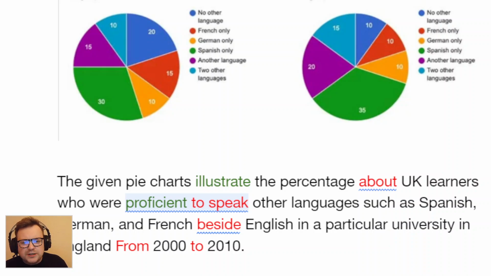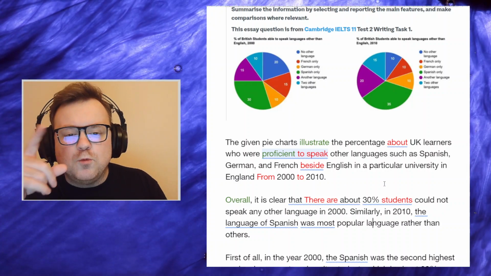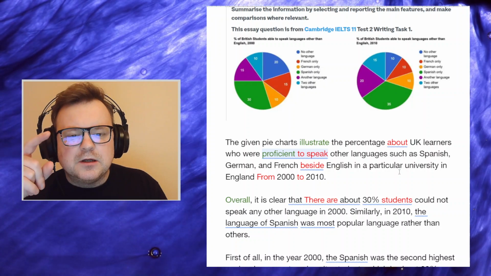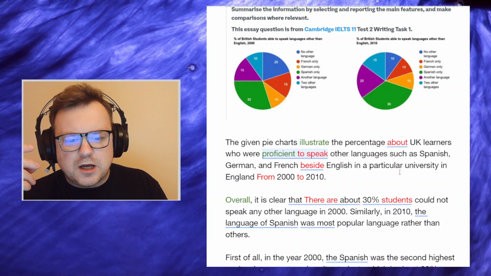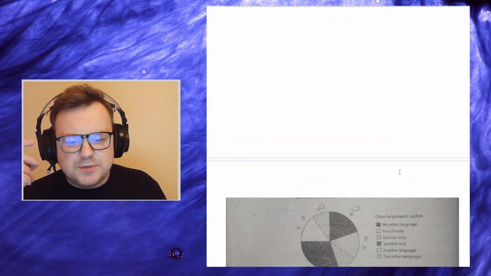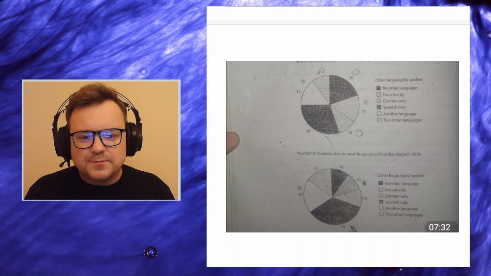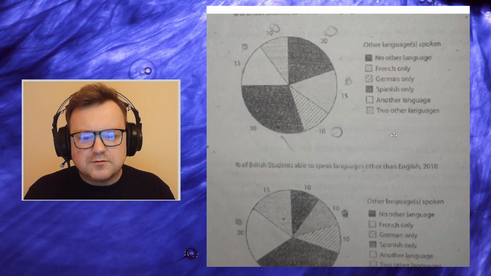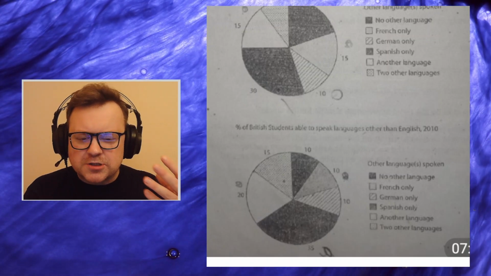No, 30% is green, Spanish only. 20% could not speak any other language. So this becomes a problem because now the information isn't correct. And I know why the candidate has made this problem, because when the candidate sent me the picture, I asked her to send me the question. She sent me this. And here it isn't clear. It really isn't clear which color is which. And the candidate has just guessed.